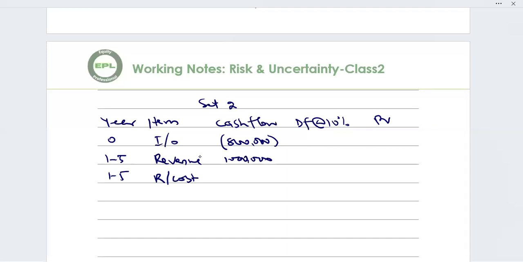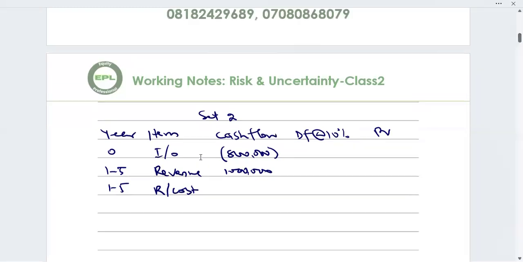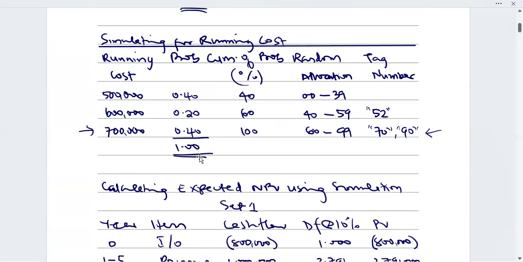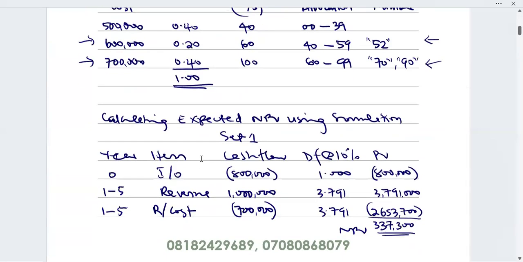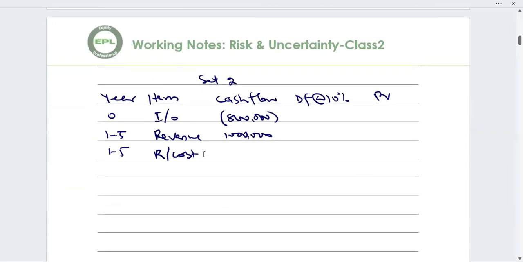Then for running costs, set 2 is 52. Tag number 52. Okay, this is tag number 52. Then trace it to the left. That's 600,000 naira. So multiply by 1, 800, 3.791.